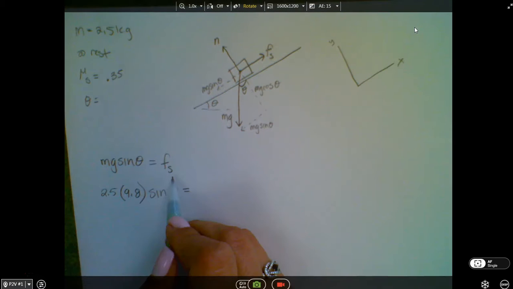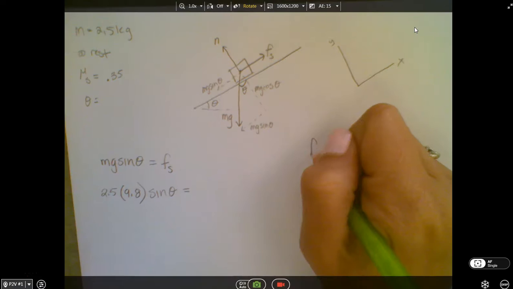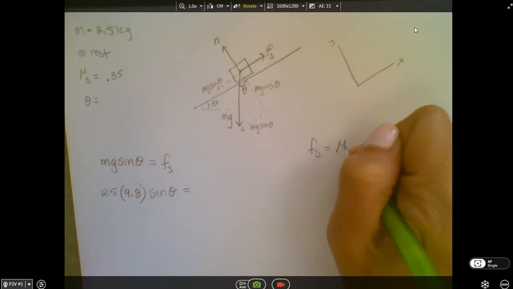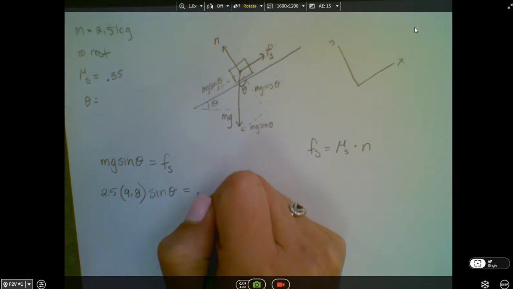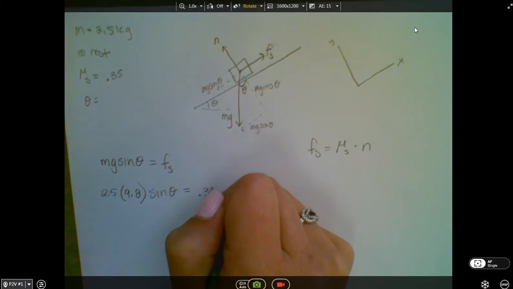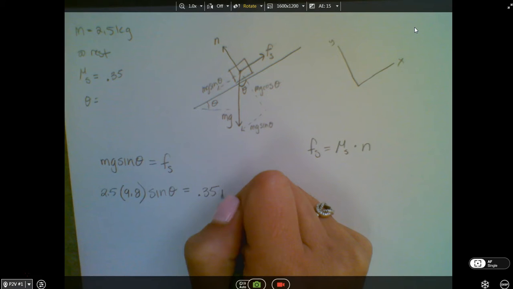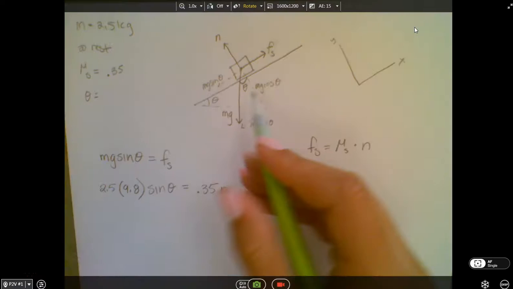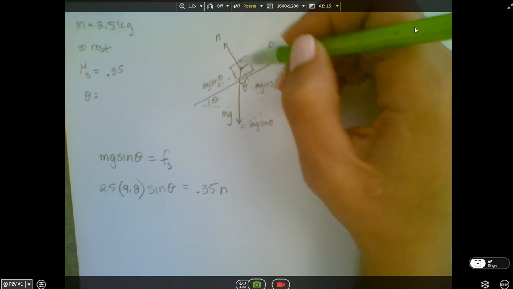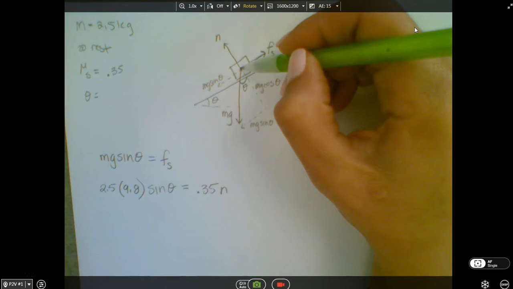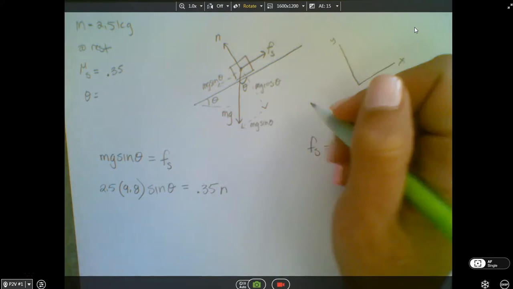Now, the static friction, remember the equation for static friction is mu static coefficient times the normal force. So we know the static friction coefficient is 0.35, and we need the normal force. Now, if we look back at our picture, the normal force is here, and then it's only fighting the y component of the gravity, right? It's fighting this mg cosine theta.